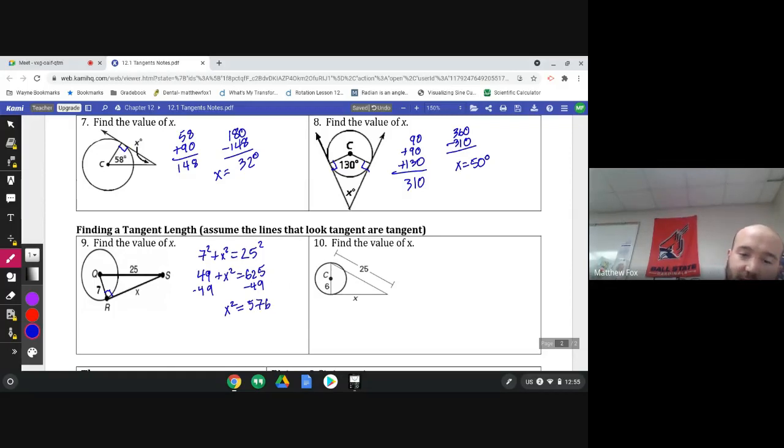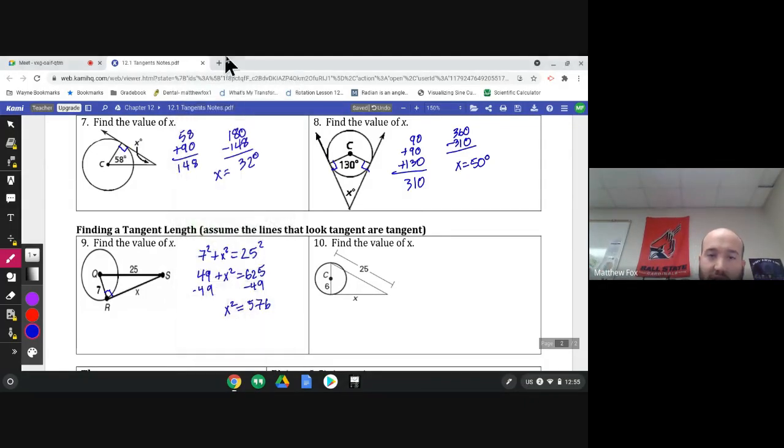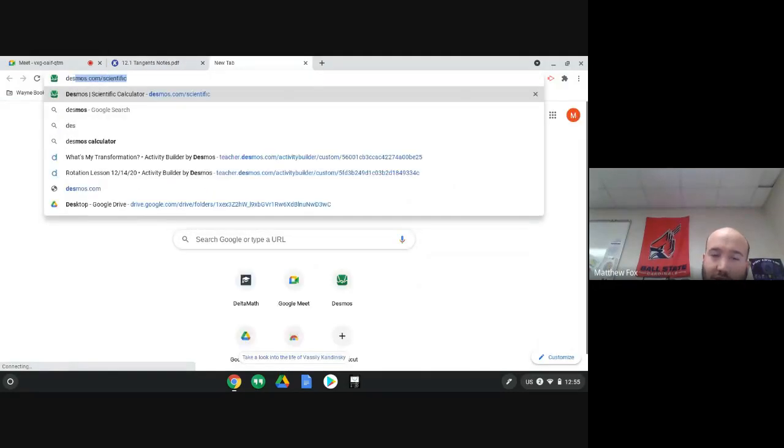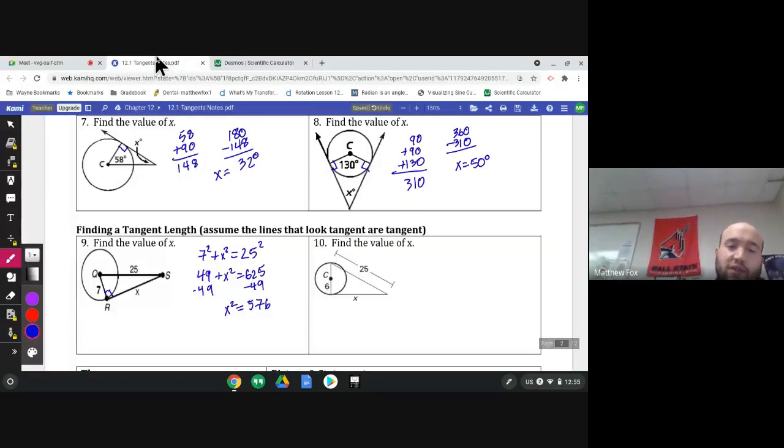All right, at this point, we can take the square root of that. If you don't know it, actually, let me use the calculator you guys have, desmos.com/scientific. This is just square root of 576. We hit enter, 24. So it comes out nice for us. X has to be 24. And our final one, same deal. Here's another right angle. Same thing.